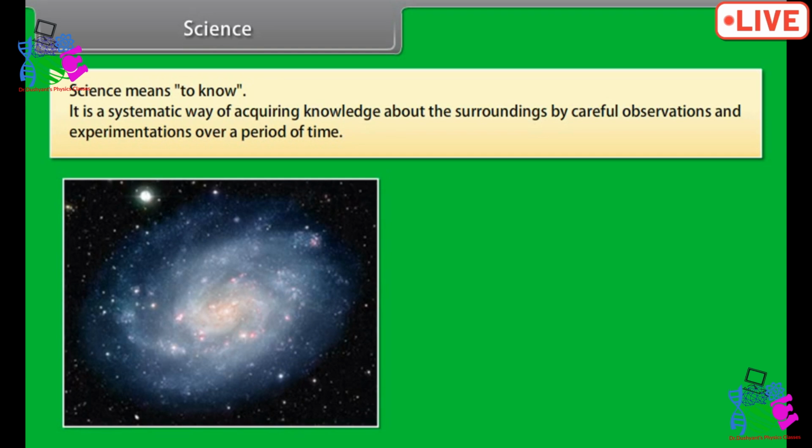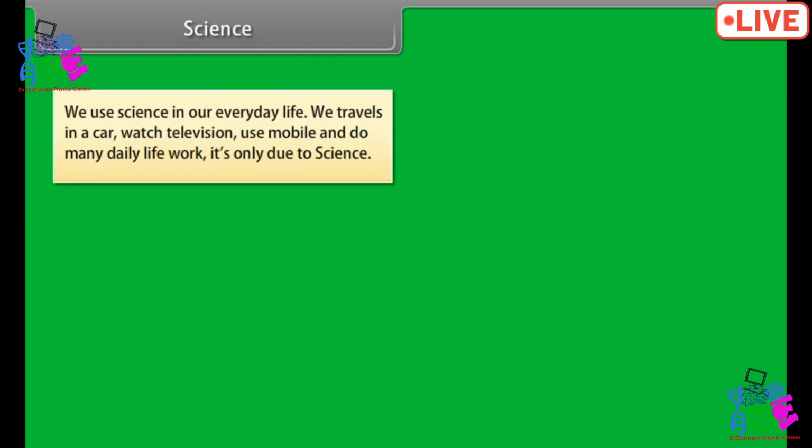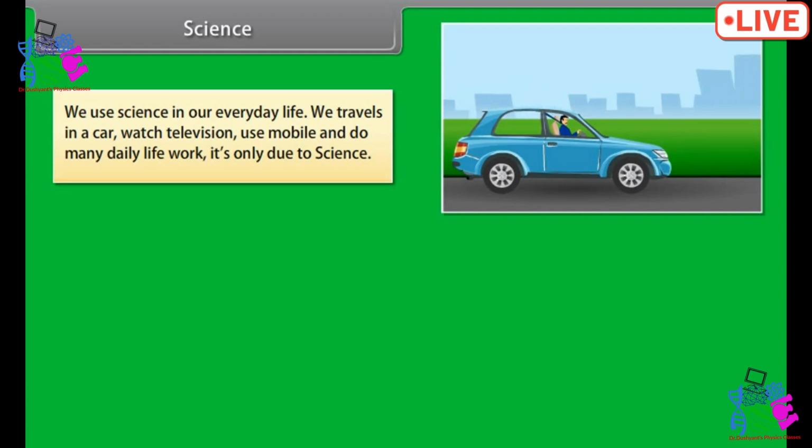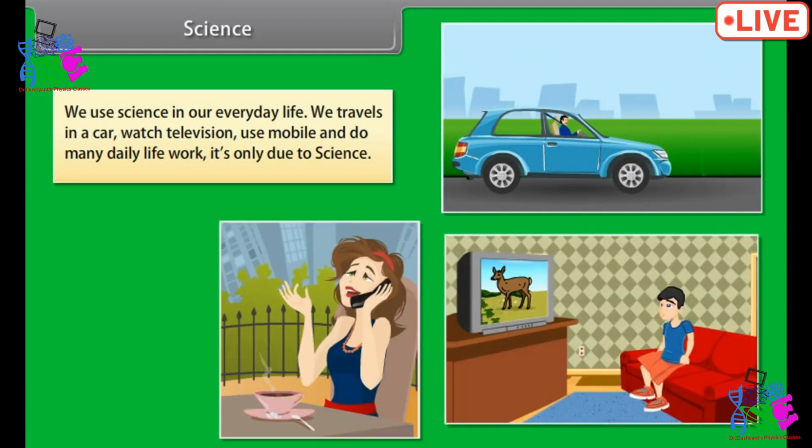Science. Science means to know. It is a systematic way of acquiring knowledge about the surroundings by careful observations and experimentations over a period of time. We use science in our everyday life. We travel in a car, watch television, use a mobile and do many daily life work. It is only due to science.